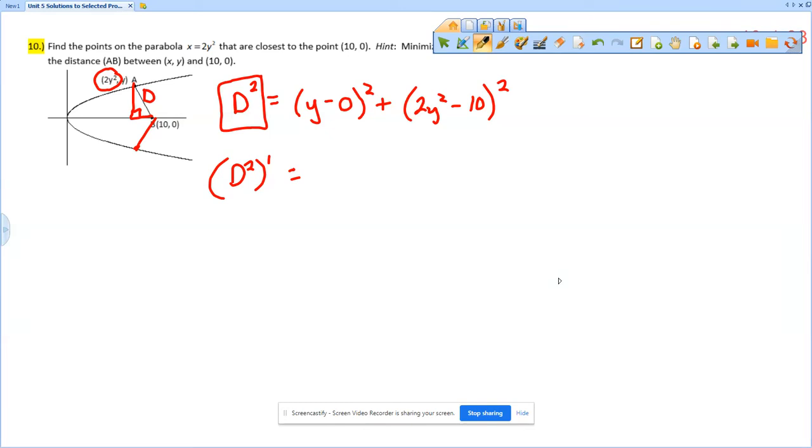This is the solution video for section 5.1, problem number 10. All right, so we have our d squared equation, and we want to minimize the d squared equation. So we're going to take the derivative of the d squared equation. This is a relatively easy derivative to do.